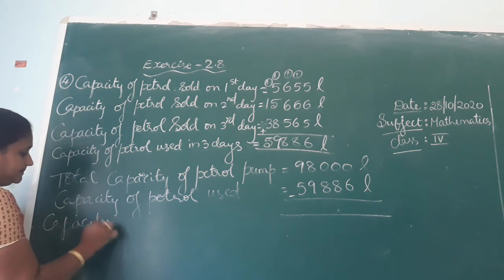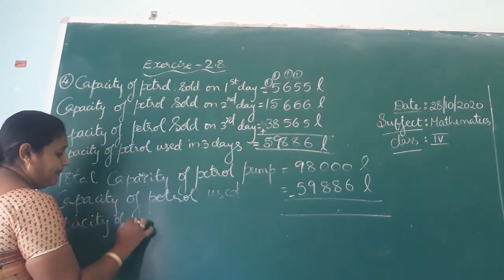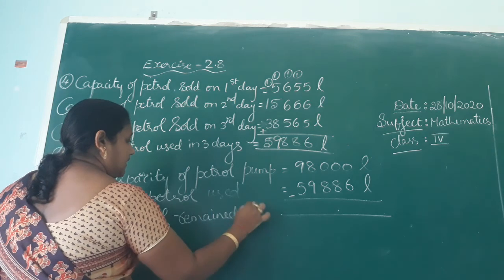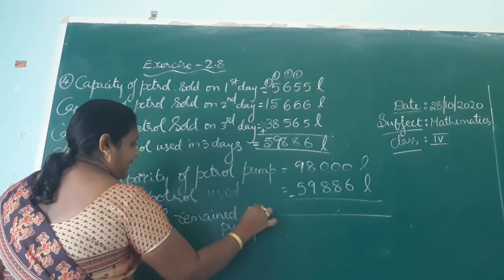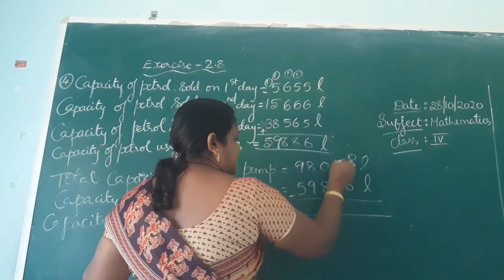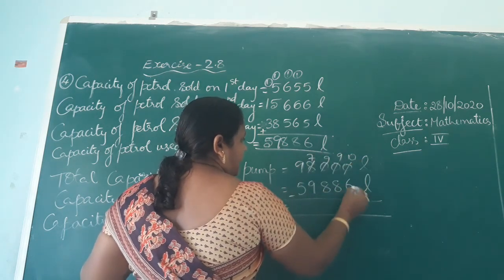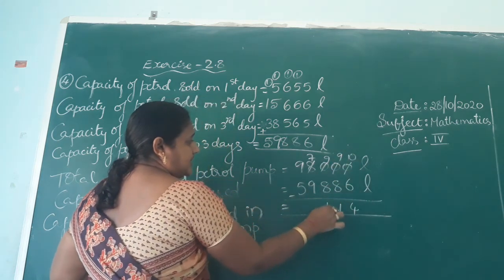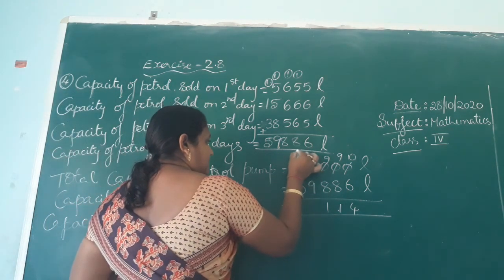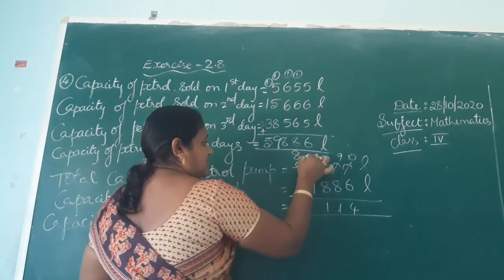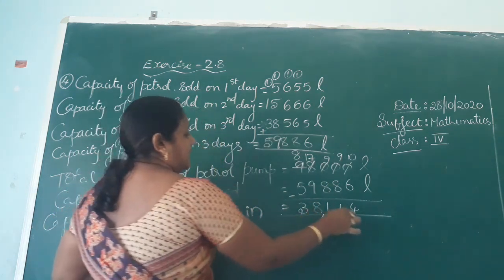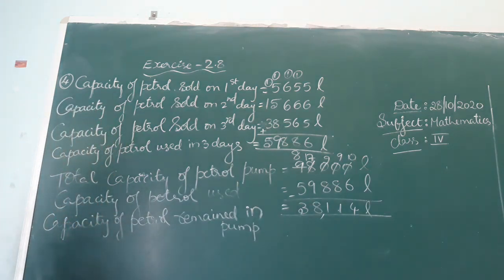Capacity of petrol remaining in the pump. How much was remaining in the pump? That is the question. So 0 minus 6 not possible. 10, 9, 9, 7. 10 minus 6, 4. 9 minus 8, 1. 9 minus 8, 1. 7 minus 9, again not possible. So borrow from the before number. If you borrow, it becomes 7, 9, 8 minus 1. 9 minus 1, 8. 10 plus 7, 17. 17 minus 9, 8. 8 minus 5, 3. It's nothing but 38,140 liters of petrol was left in that pump.